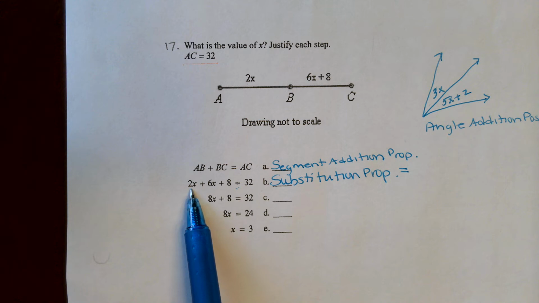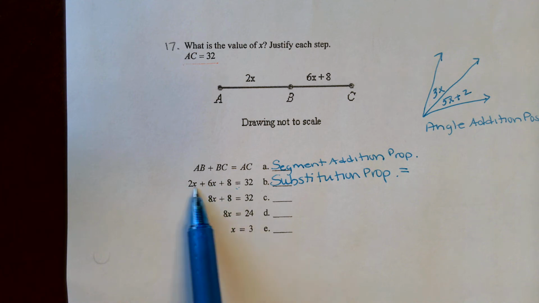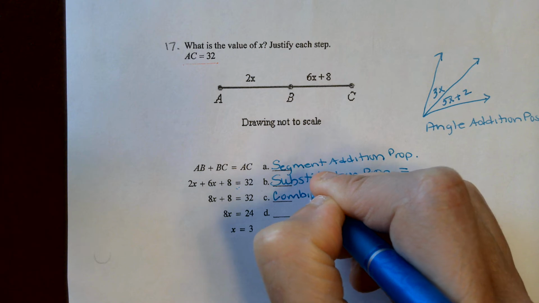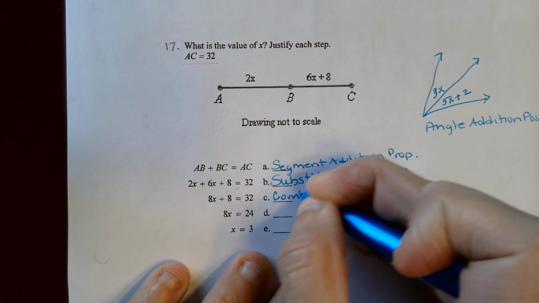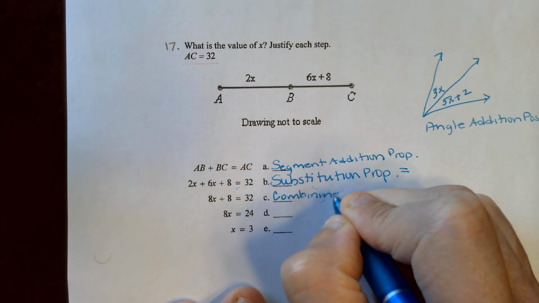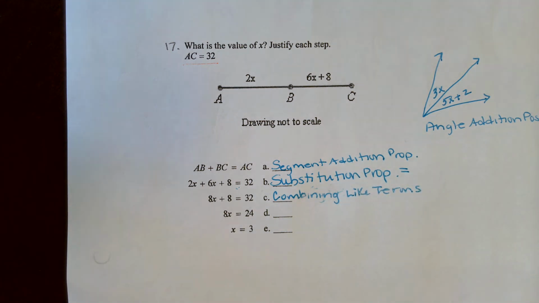So when I look at this, I see 2x plus 6x is 8x. So that is called doing what? That's correct. Combining like, whoops, how about I spell right first? Don't report me. All right, combining like terms.